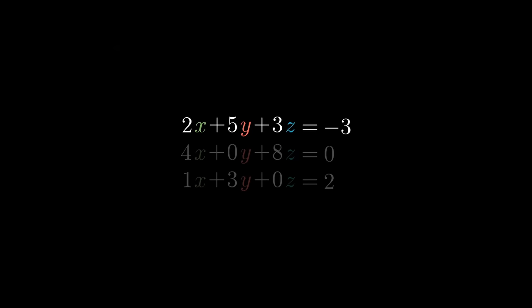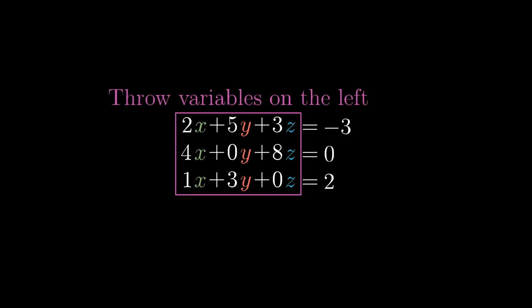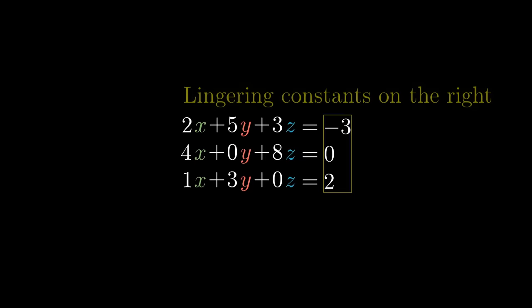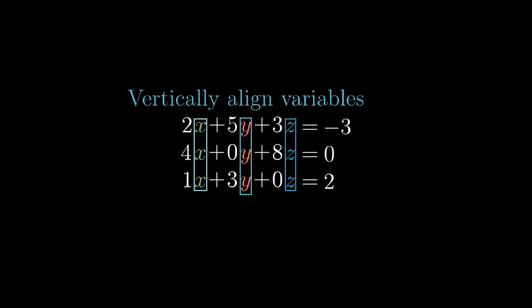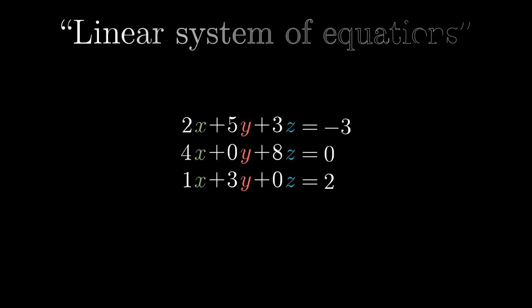The typical way to organize this sort of special system of equations is to throw all the variables on the left and put any lingering constants on the right. It's also nice to vertically line up the common variables, and to do that you might need to throw in some zero coefficients whenever the variable doesn't show up in one of the equations. This is called a linear system of equations.